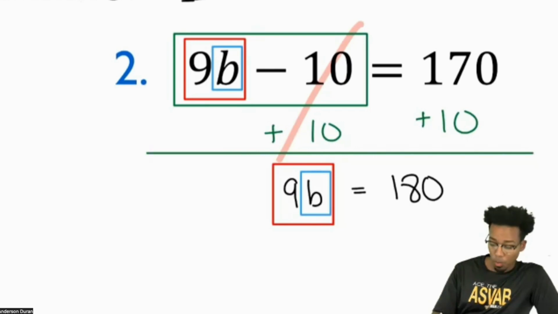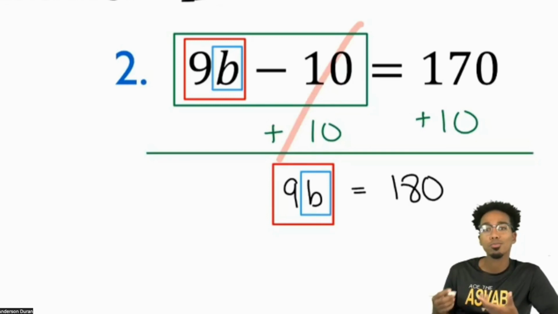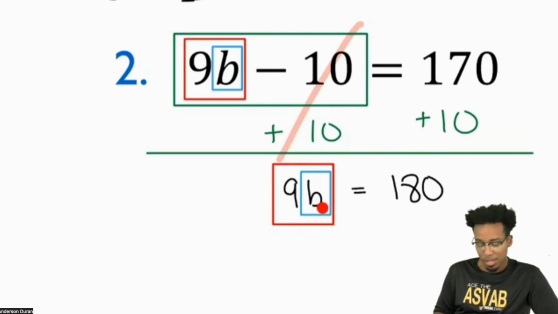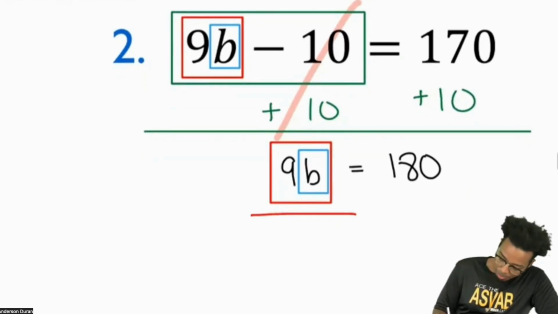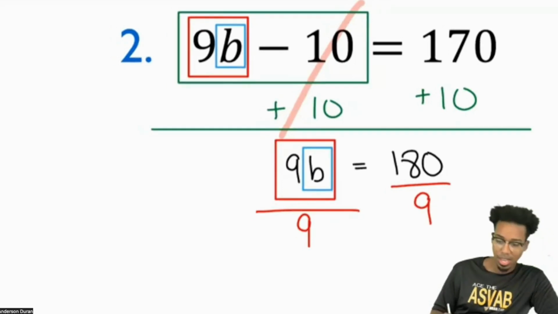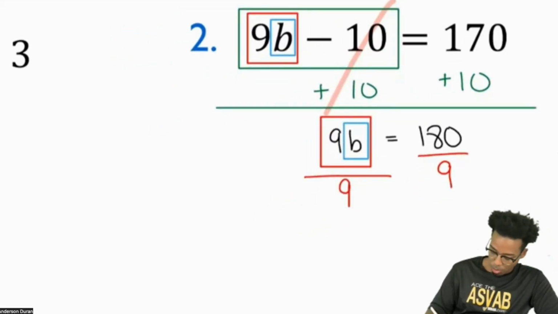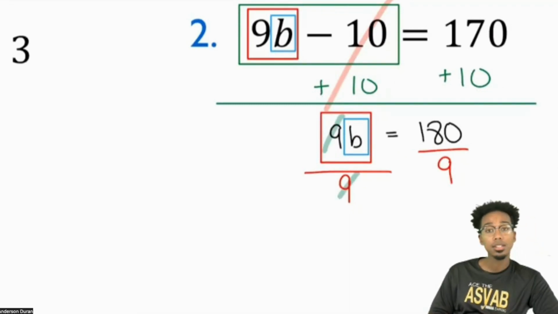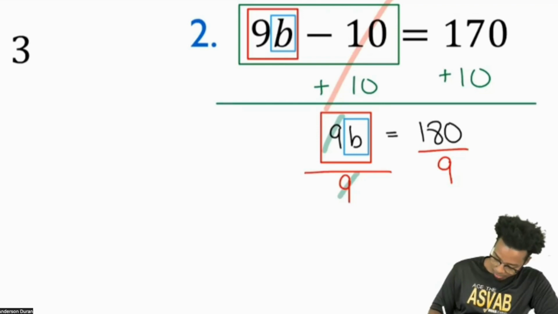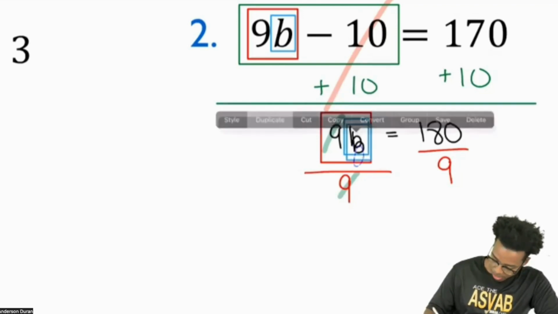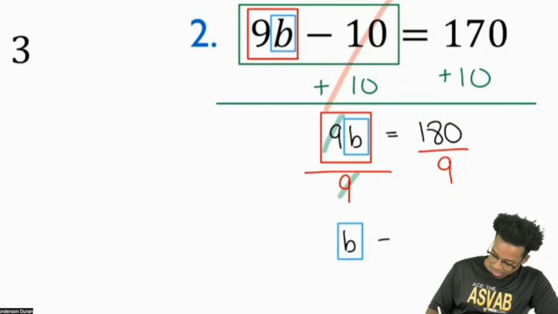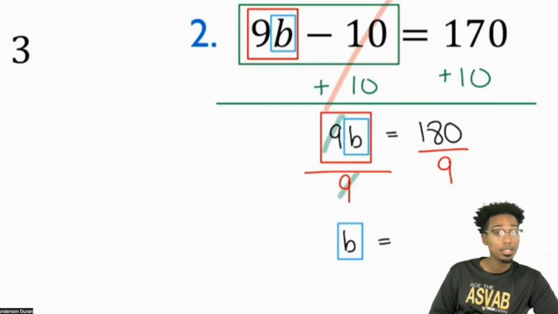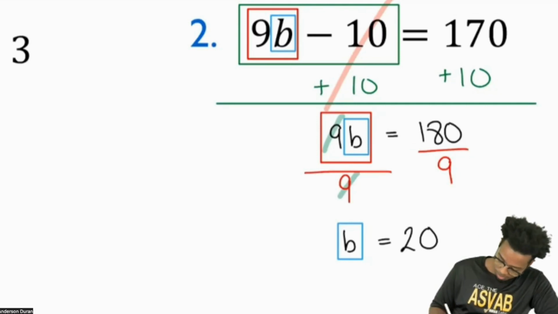As a reminder, when we just have a number and a variable, that's called a coefficient. A coefficient pretty much just means you're multiplying that with the variable. 9b means 9 times b. So the opposite would be to divide by 9 on both sides. And so notice that when we do that, let me change colors really quick, the 9 gets eliminated, and then we just have the b by itself. That's going to be equal to 180 divided by 9, which would be 20. And there's our answer.